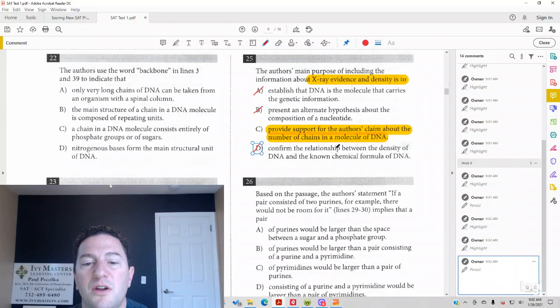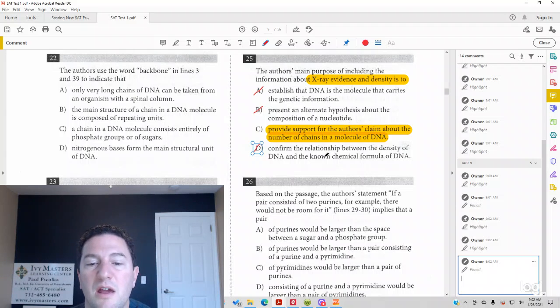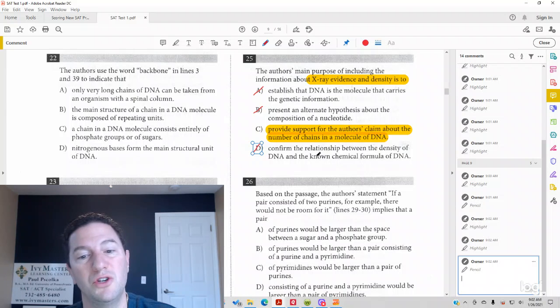Notice that's actually shown evidence against that, contrary to that, because based on the chemical formula of DNA, the paragraph was saying that we would only expect one chain, but the X-ray evidence and density corrects that and suggests that there are two chains.